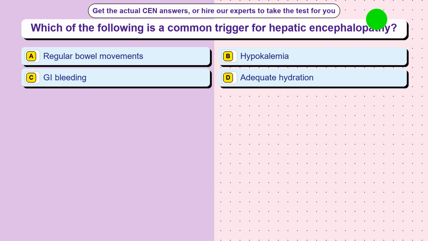Question 91. Which of the following is a common trigger for hepatic encephalopathy? Option A, regular bowel movements. Option B, hypokalemia. Option C, GI bleeding. Option D, adequate hydration.